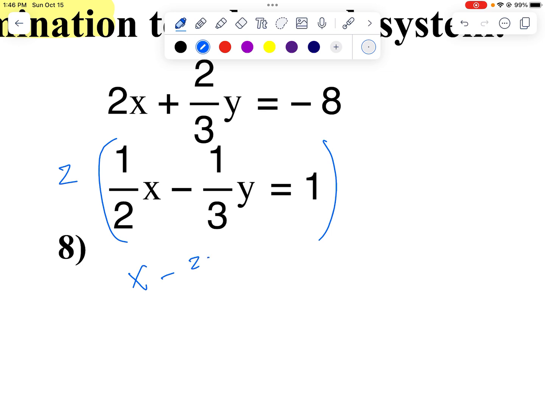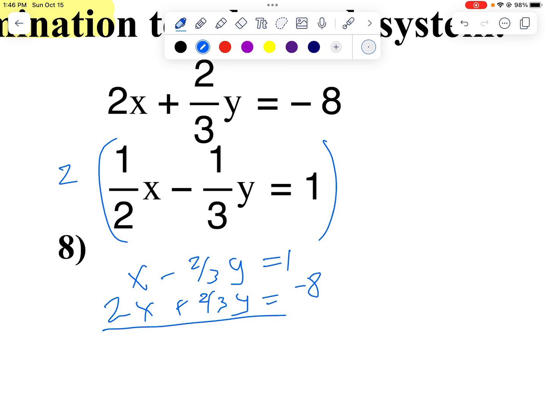Minus 2/3 y equals 1. I think I'll write the other equation just below that. 2x plus 2/3 y equals negative 8. Then I'm going to get 3x. And once again, just like my first one, my y's are going to cancel. And I'll get equals negative 7. So I'll divide by 3.